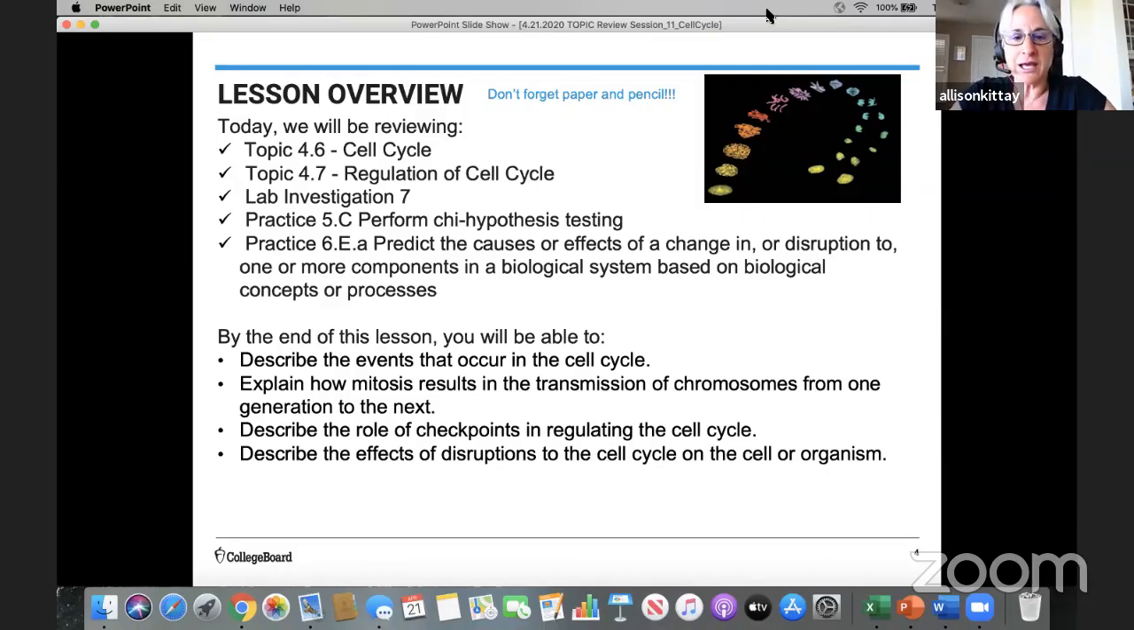By the end of this lesson, you'll be able to describe the events that occur in the cell cycle, explain how mitosis results in the transmission of chromosomes from one generation to the next, describe the role of checkpoints in regulating the cell cycle, and describe the effects of disruptions to the cell cycle on the cell or on the organism.